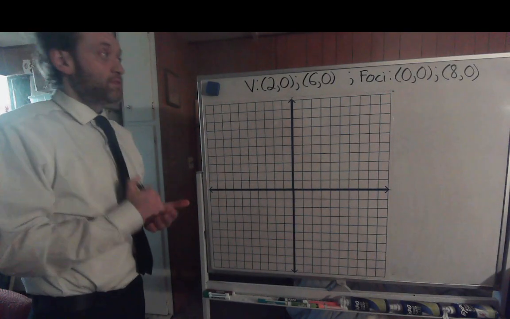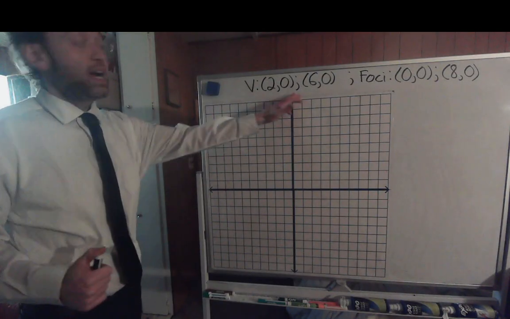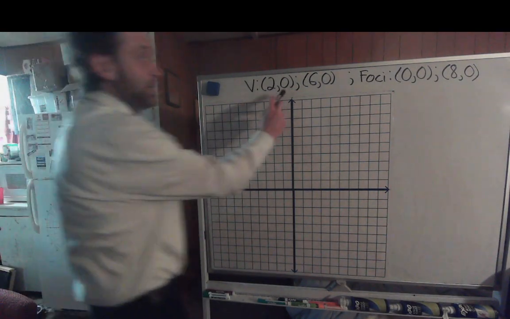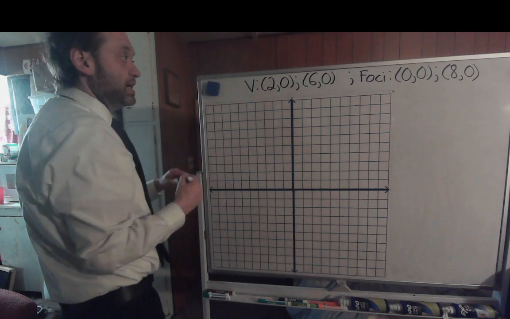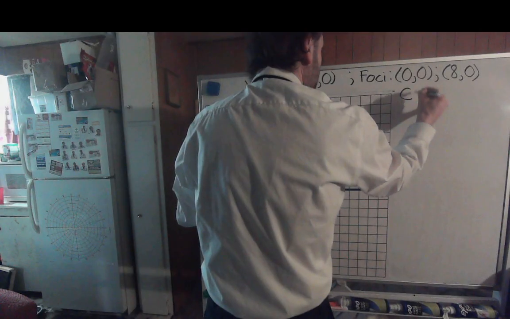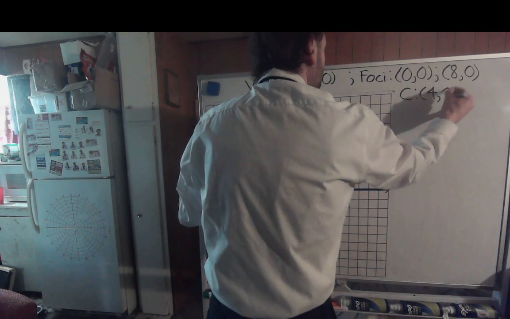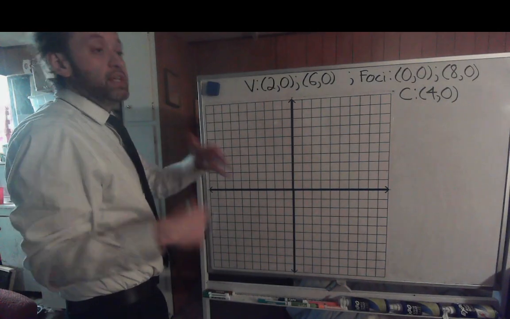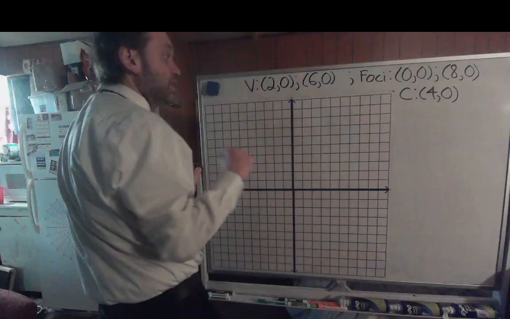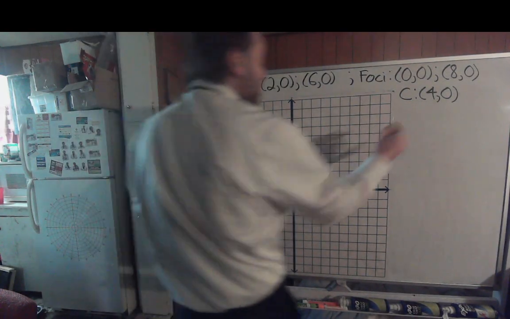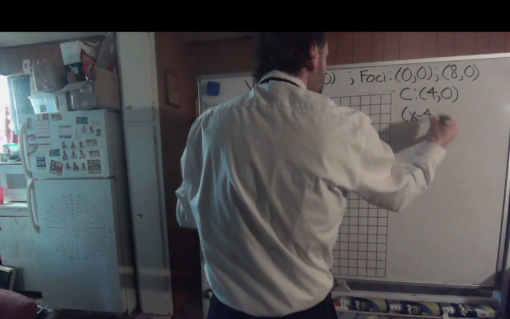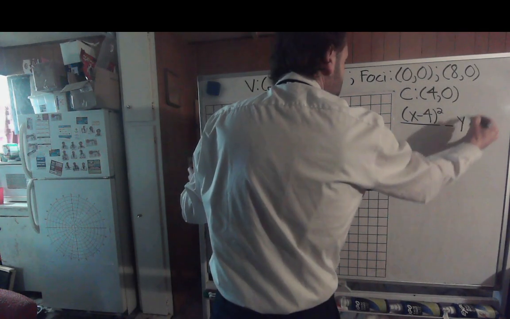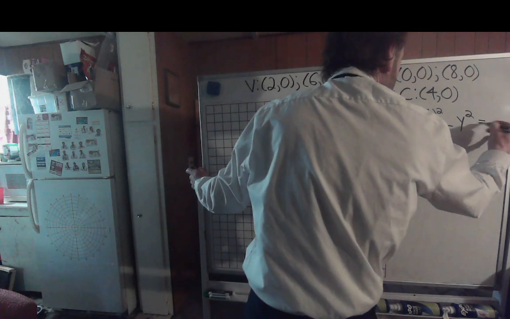Well, what is true with vertices or foci? The center is halfway between them, right? So halfway between 2 and 6 is 4. And you don't see any changes in your y-coordinates, you just see them in the x. So for sure your center is going to be at (4, 0). Having said that, you see changes in your x-coordinates but not your y. That means the x-axis is your major axis. So the equation is going to start out by taking the form of (x − 4)² over some number minus just y², since the y-coordinate's 0, equals 1. All right?